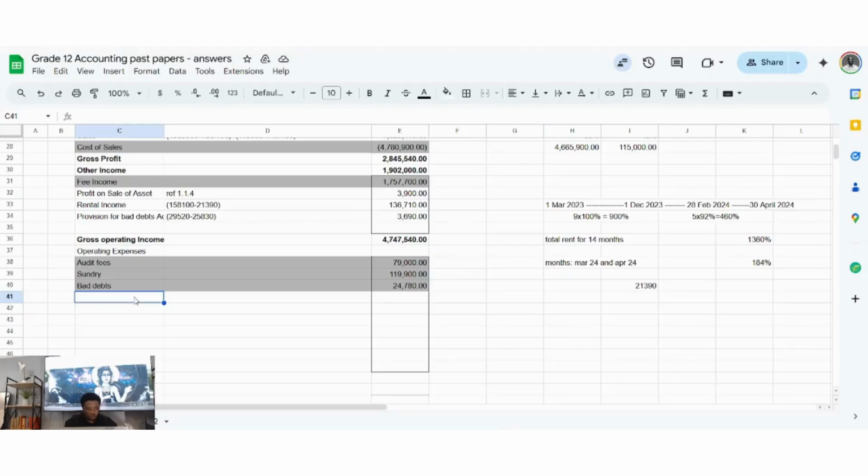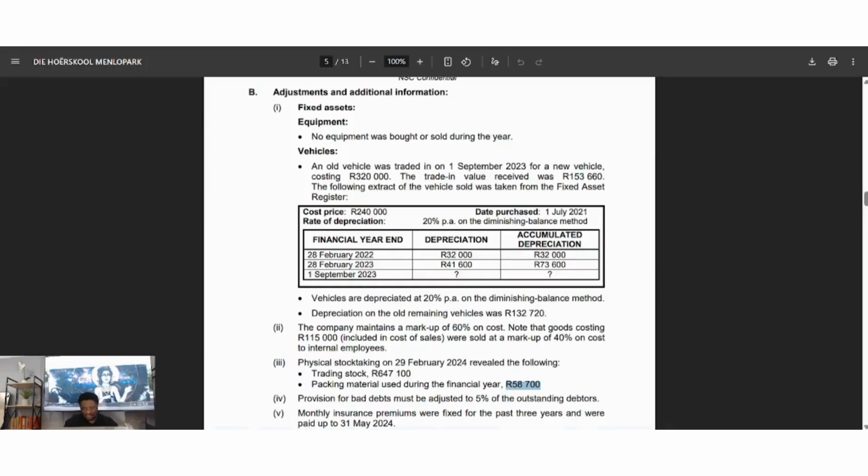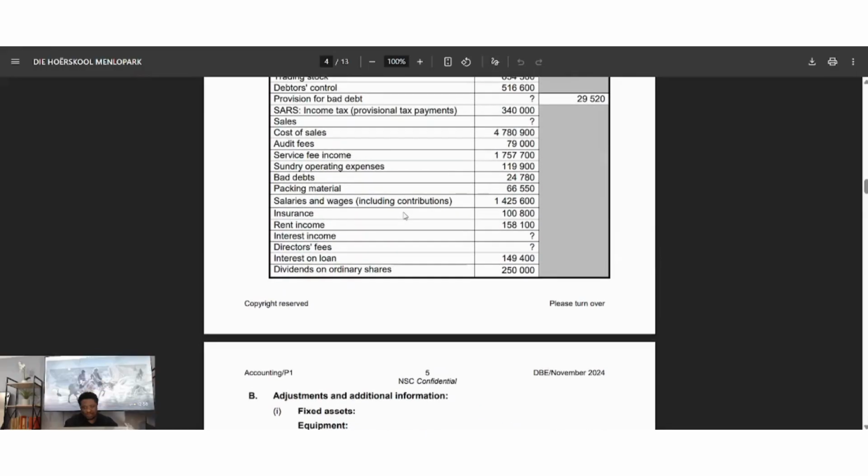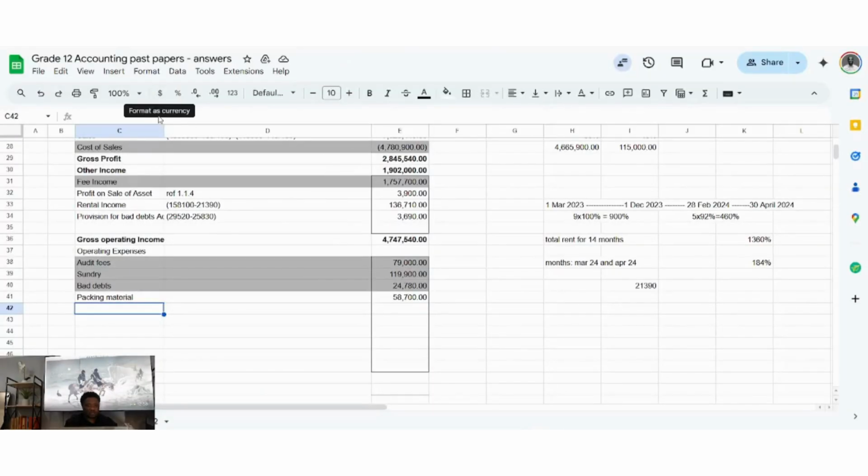So then we would say packing materials, and then we'll just have 58,700. All right, and then let's move on to the next expense. So the next expense is salaries and wages. So the way in which this one goes, it says that it includes contributions as well. So typically when you do salaries and wages, you're going to be told about one omitted employee, and you then basically need to include them.